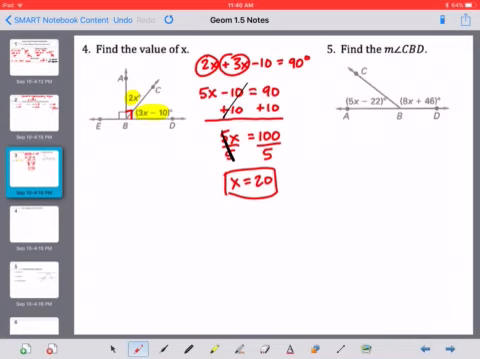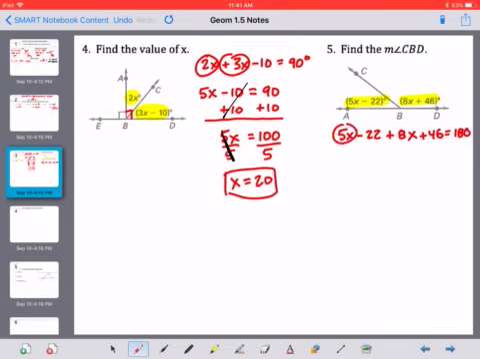Okay, so now what do you notice about example 5? Find the measure of angle CBD. What do these two have to add up to? Well, they make a straight line. Remember, a straight line is 180 degrees. So we're going to take the 5x minus 22 plus 8x plus 46 and say that that equals 180 degrees.